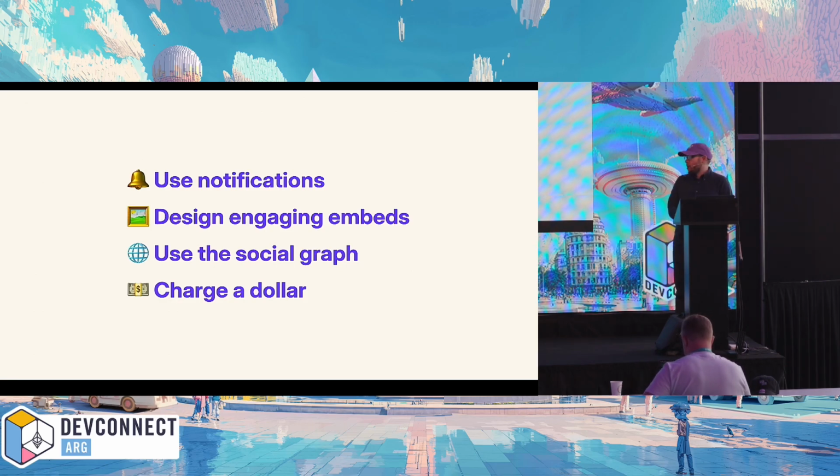Number 3 is use the social graph. So as much as you can, enhance the context of your app and its data by using information from the social graph. And number 4, charge $1. Monetize your app. You have the opportunity to get paid for the work that you do and for what you're building. And it's possible to build apps that fund themselves on top of Farcaster.